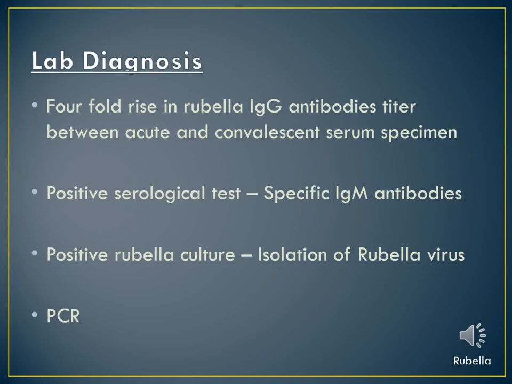First of all, there is a fourfold rise in rubella IgG antibody titer between the acute and convalescent serum specimens. There is also a positive serological test which indicates specific IgM antibodies. There is also positive rubella culture by isolation of the rubella virus. Finally, polymerase chain reaction (PCR) can also be done to diagnose rubella.